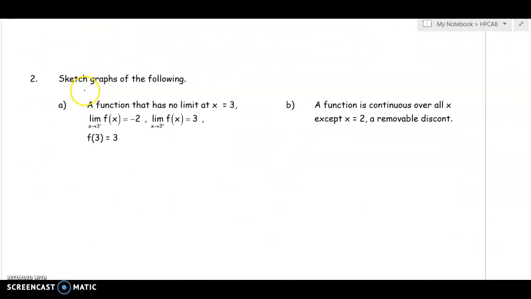So we're going to sketch some graphs. A function that has no limit at x equals 3. We have the left-hand limit, we have the right-hand limit. You can see they're different. That's why there is no limit, because they're not equal to each other. And f of 3 has to equal 3.